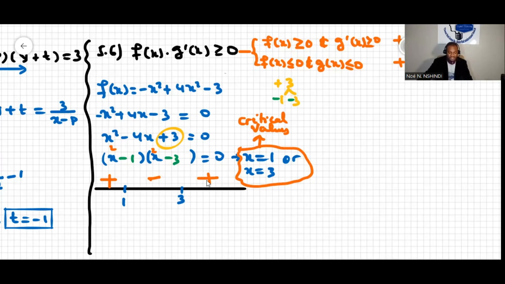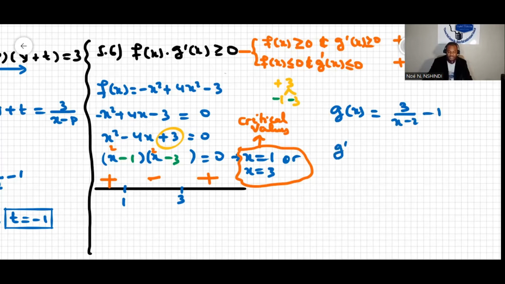Then I'm going to look at the other interval for g prime of x. I know that g prime of x will be negative, but let me prove it to you. g of x is given by, we did find that g of x was 3 over x minus 2 minus 1.